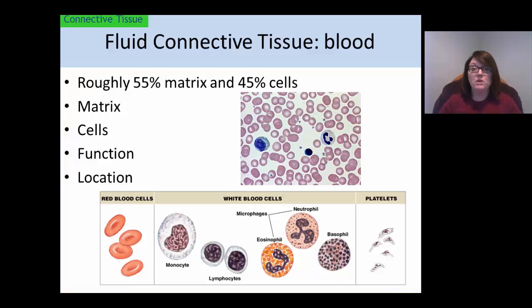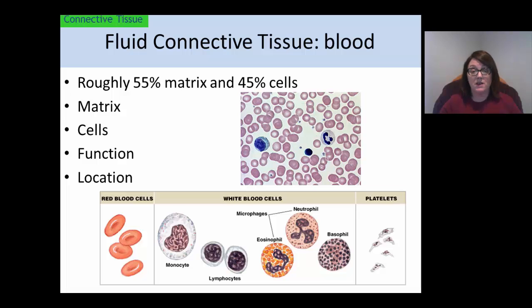The major fluid connective tissue is blood. And blood has a very unusual matrix because it's mostly made out of water, right? The matrix of blood is called plasma, and plasma is mostly water, though it does contain protein. Here it's not a protein fiber, though, it's a globular protein, most of it being a globular protein called albumin. But there's other protein found in plasma, like antibodies, for example, that help to kill pathogens. So the matrix is mostly water with some protein.